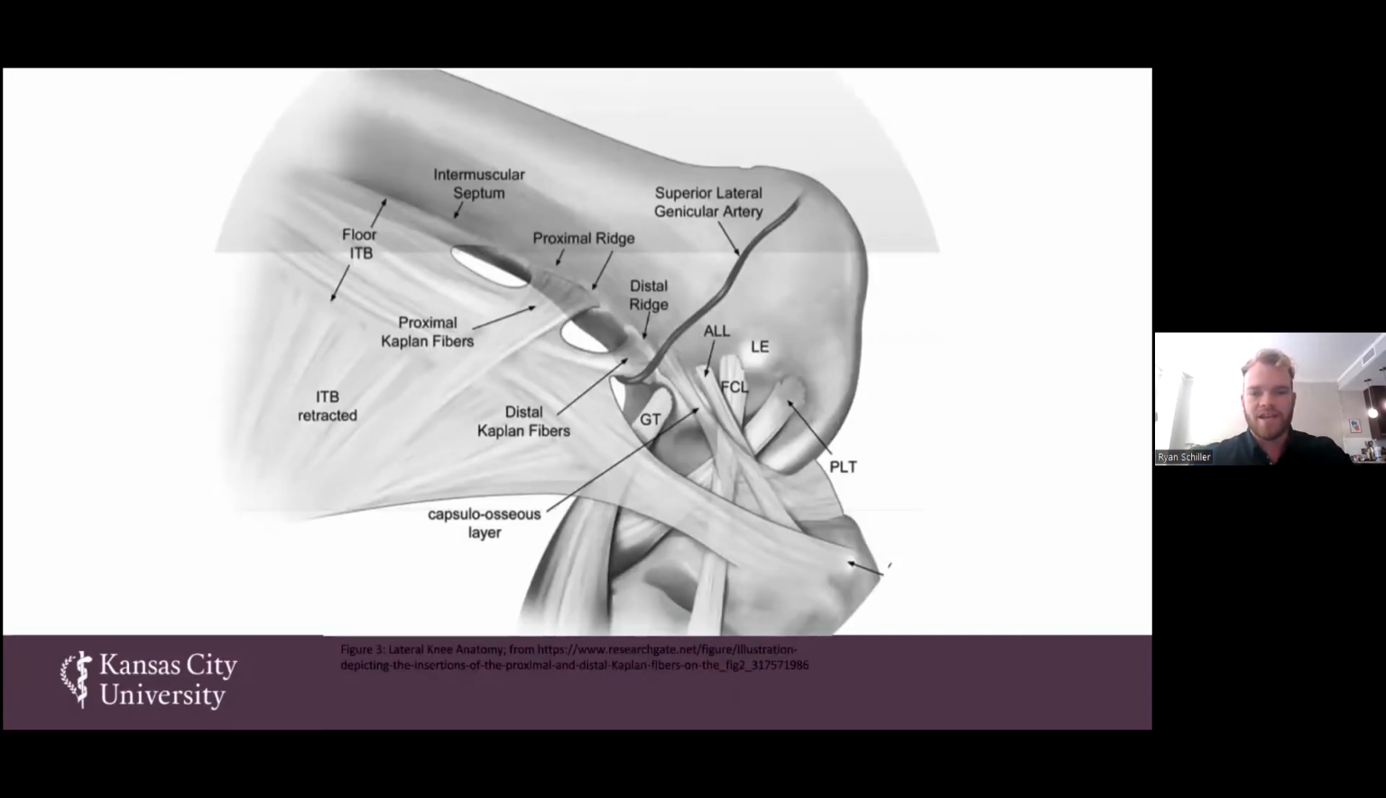So once again, just looking at the anatomy, we can see the ALL over here and the LCL labeled with the fibular collateral ligament in this diagram. But also I want to point your attention to these distal capsular fibers on the deep side of the IT band, as well as the capsulo-osseous layer here. These structures can be confused with the ALL during dissection quite often because they're very close to its origin point, and in the case of the capsulo-osseous layer, overlying the ALL.